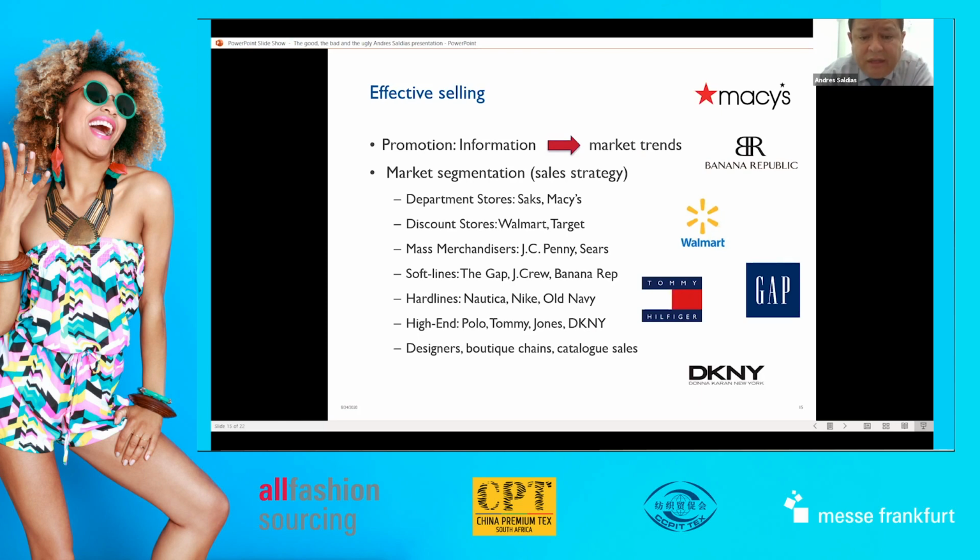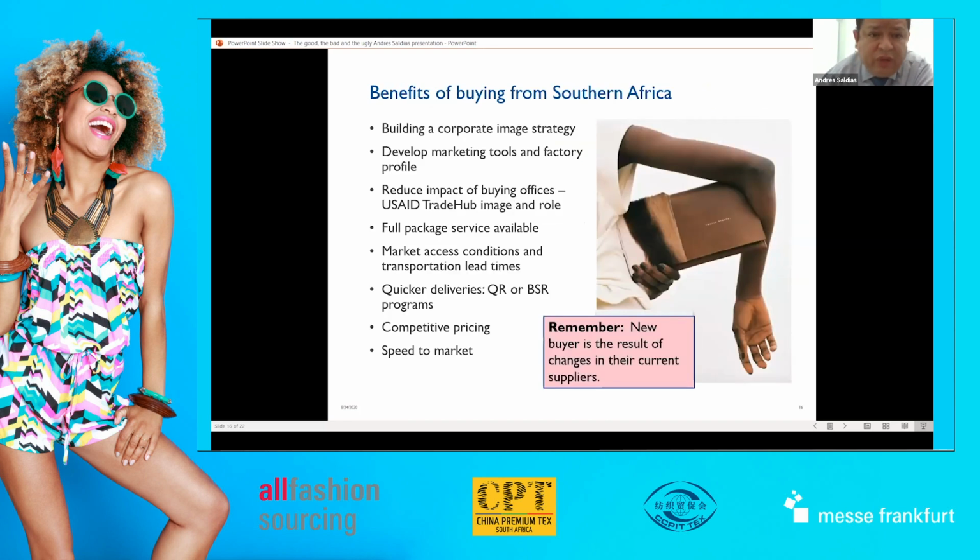Banana Republic, they are intense in design and deliveries. Hardlines like Nautica, Nike, Old Navy, more on the higher price end. And then you have the high end like Polo, Tommy, Jones, DKNY. I worked with Polo for over 15 years, and once they choose a factory, they are very loyal and they pay premium price. And of course, you have multiple designers, boutique chains, catalog sales. This is a $90 billion market. There are different buyers that will accommodate to the factory reality.